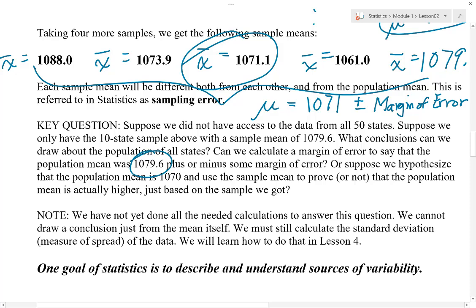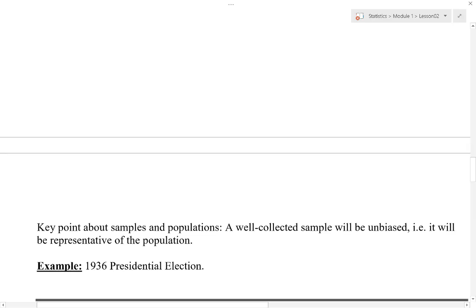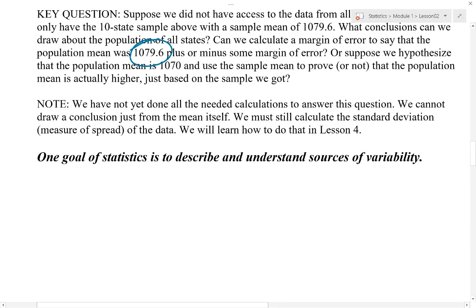So more generally, that's what we're dealing with. That's the basic equation we're dealing with, and we'll see some more detail on this as we go. And one goal of statistics, of course, is to describe and understand sources of variability. And this is one source right here, the fact that you have different samples, and those different samples are going to show you different numbers.